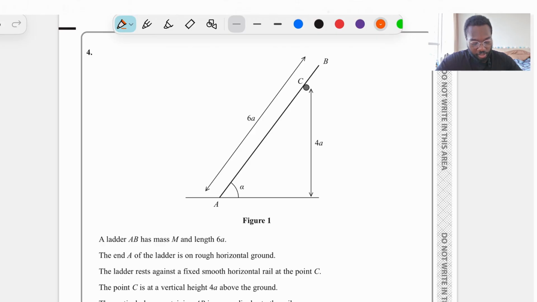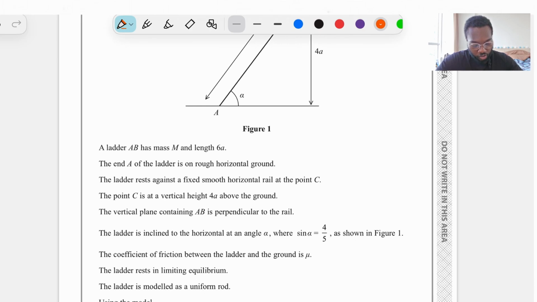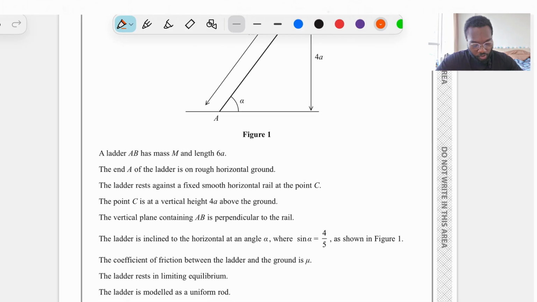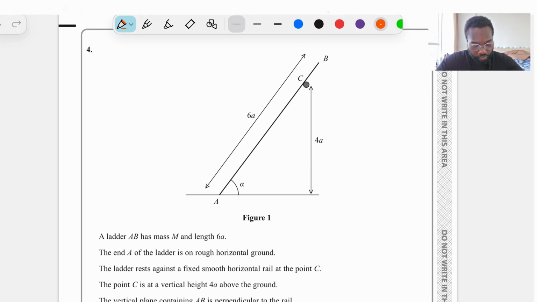We're told that point C is at a vertical height 4a above the ground, as we can see in the diagram. We're told that it is inclined to the horizontal at angle alpha, where sine alpha is 4 over 5. Coefficient of friction is mu. It's modeled as a uniform rod. We show that the magnitude of the force exerted on the ladder by the rail at C is 9mg over 25. So a lot of information to digest.